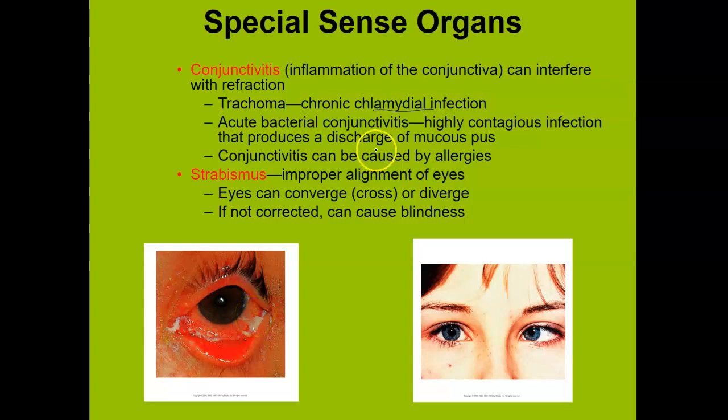And then conjunctivitis can also be caused by allergies. Strabismus is the improper alignment of the eyes, or cross-eyed. This can be corrected if you give this kid an eye patch here. I know this looks mean, right? To force the eye with the strabismus to start focusing out in the world.